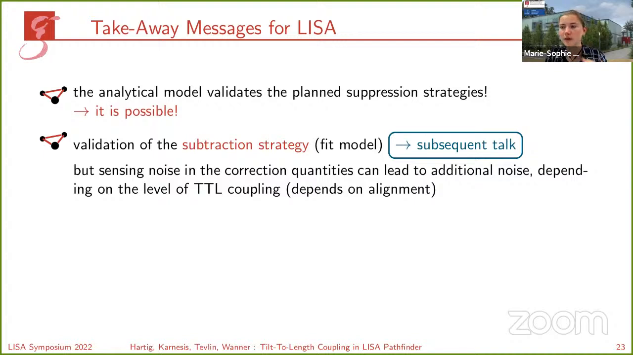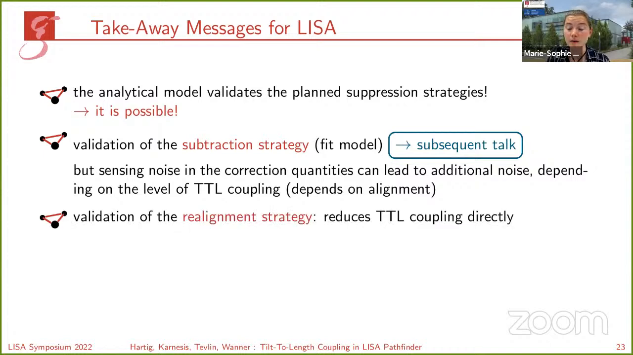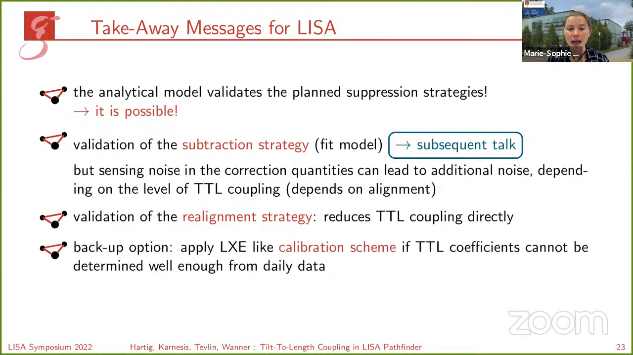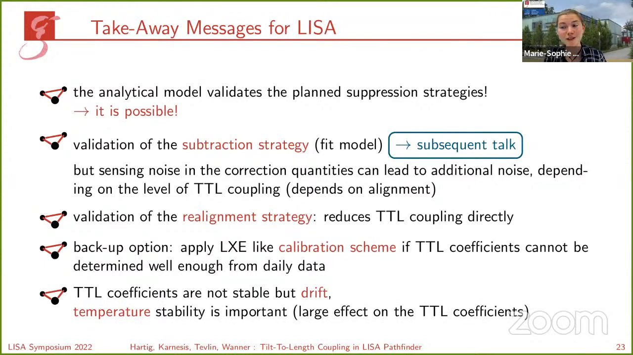We know that the initial level of tilt-to-length noise can influence the quality of the result of that subtraction. We know that the realignment can reduce tilt-to-length coupling directly. This is planned in LISA prior to launch. And given that still the tilt-to-length noise is a little higher than expected and we face any problems, we have a backup option, since we can apply a calibration scheme comparable to the log crosstalk experiment, where we wouldn't even need the injections and can find the dependency of this coupling on some realignment parameters. And we know that the tilt-to-length coupling coefficients are not stable but drift, so they have to be recomputed regularly, and temperature stability would be nice.